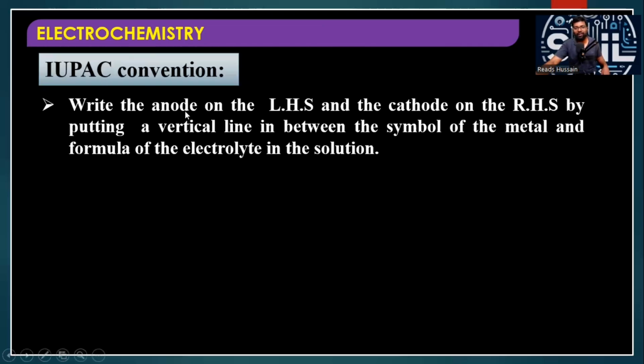Write the anode on the left hand side and the cathode on the right hand side, by putting a vertical line between the symbol of the metal and the formula of the electrolyte in the solution. I will write and show you how to represent the galvanic cell. First we have to write the anode on the left side, the cathode on the right side.